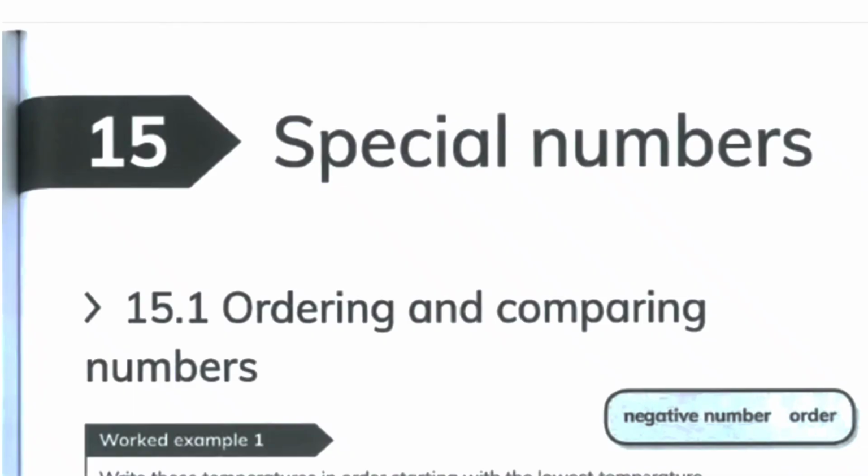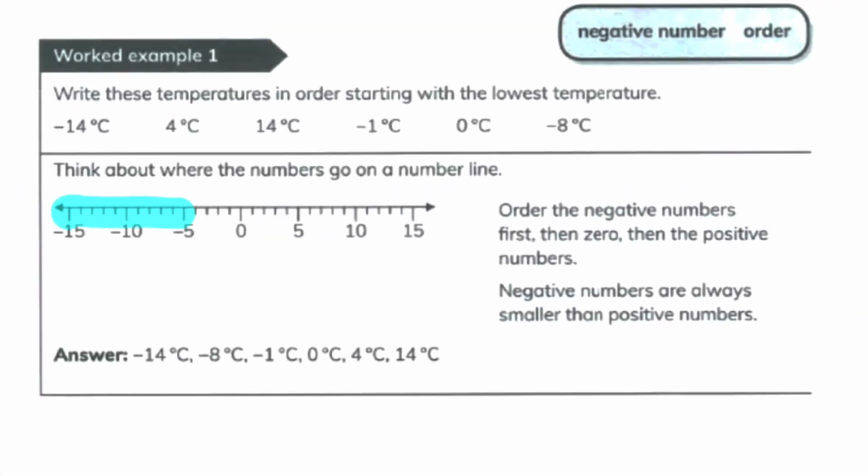Good day, dear students. Today we are going to explore chapter 15, Special Numbers. Let's begin. Here you can see a number line, and 0 is the center point of a number line. On the right side of 0, you will find positive numbers, while on the left side of 0, you will see negative numbers. Always remember one important thing.